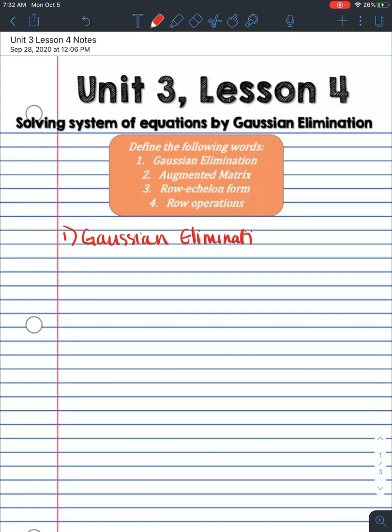Good morning, friends. All right, so today we are starting lesson 4, which is Gaussian elimination, and we're going to start by defining some words. So the first word is Gaussian elimination. This is just another method for solving linear systems. Just like substitution and elimination, these are both methods we can use to solve linear systems. We're going to use Gaussian elimination as well.